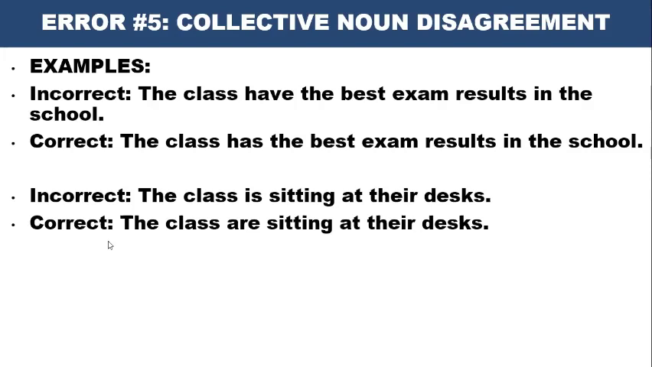The correct sentence is, the class has the best exam results in the school. Now, in the second example, we have the class is sitting at their desks. Now, here we have action being taken by individual members of the group, because a collective noun is the name given to a group of people or a group of things.